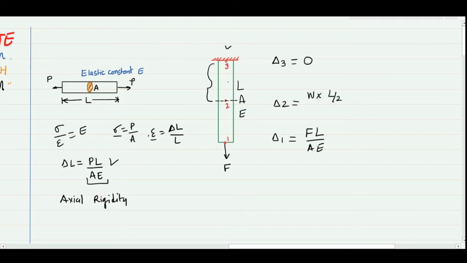It may be that I am interested to find the deformation at a point which is at a distance L by 4 from the root. In that case this length will become L by 4, but for point 2 it will be L by 2, divided by the cross section area and the elastic constant. This concept is important, and we are going to use it again when we solve the problem of extension due to self weight.